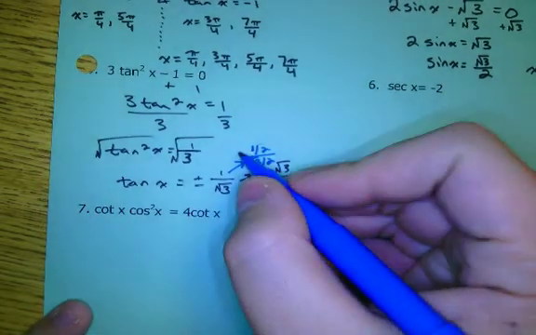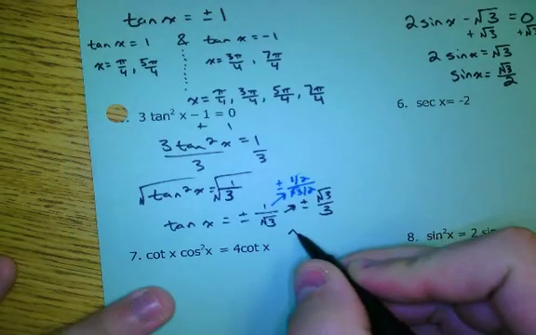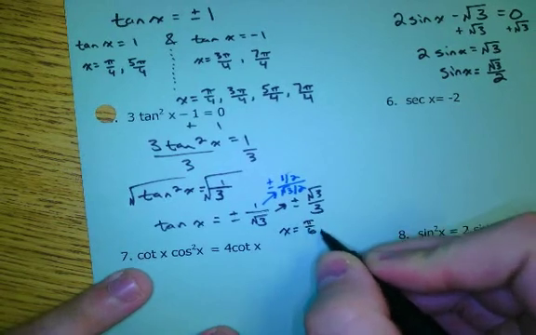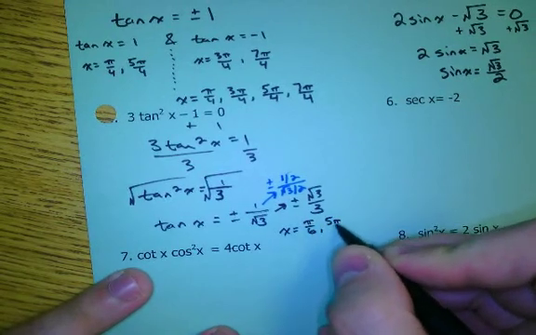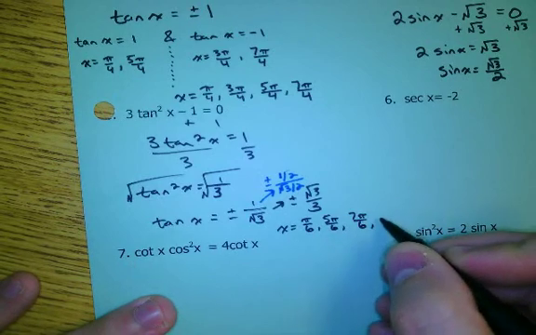But this is also plus and minus. Since this is plus and minus, how many answers are we going to have? 4. We're going to have 4. So I'm going to name one in every single quadrant. When does that happen in the first quadrant? Pi over 6. Second quadrant? 5 pi over 6. Third quadrant? 7 pi over 6. Fourth quadrant? 11 pi over 6.